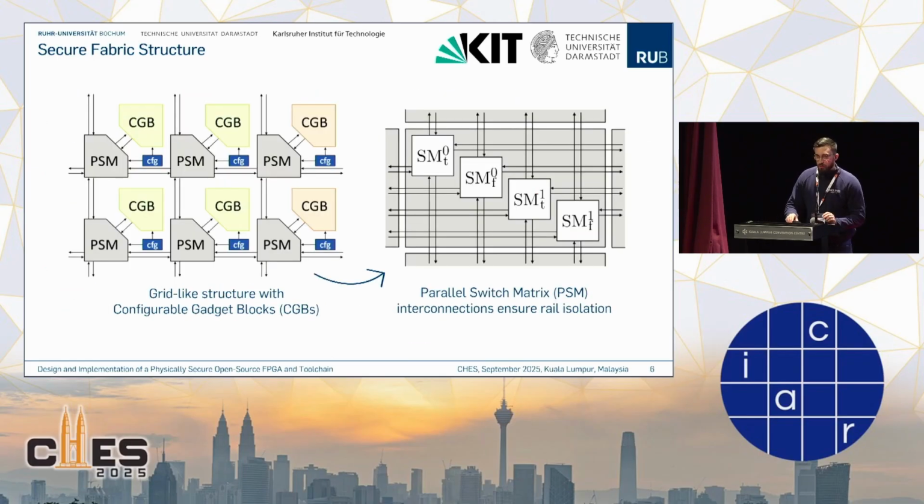Okay, so before we go to the exact implementation, let's look at how the fabric is structured. On the left side, we can see this grid-like structure which organizes our CGBs, where each of these CGBs contains one of the gadget implementations, and each of the CGBs is connected to a parallel switch matrix. We decided to introduce this because in DRP logic, which is then masked, we have 4 wires per variable. So we can actually use 4 parallel switch matrices which share the same configuration.